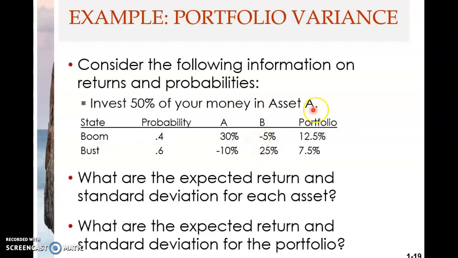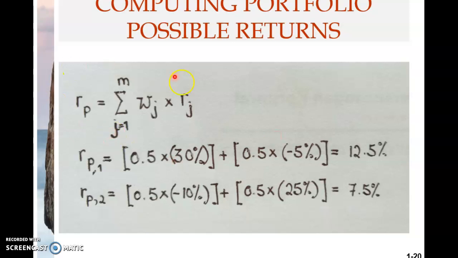Now, how do you compute the portfolio possible returns? Here it is not given. Actually, it's derived from these two. How is this derived? This is derived by using 50% in stock A, 30%, multiplied by 50%, multiplied by negative 5%. Let's look at the next slide here. This is how it's done.